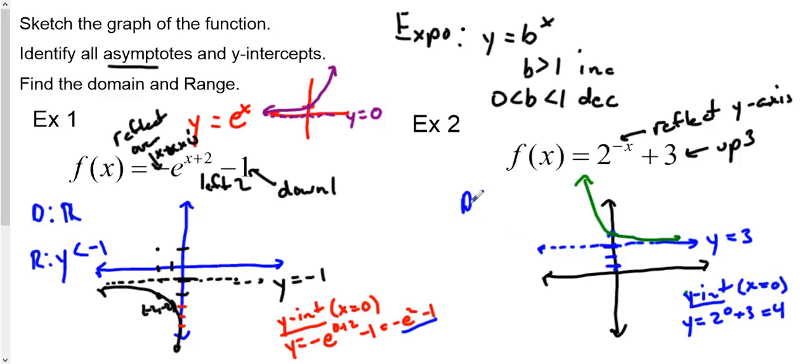Let's then find our domain. Well, once again, for the domain, I can plug anything into an exponential. And the range is, well, now it looks like all the y values are going to be greater than 3, and that's going to be our range. That's it. Easy as pie, right?